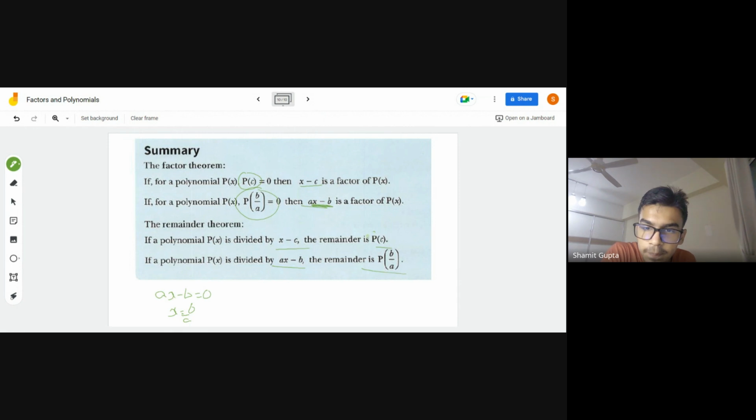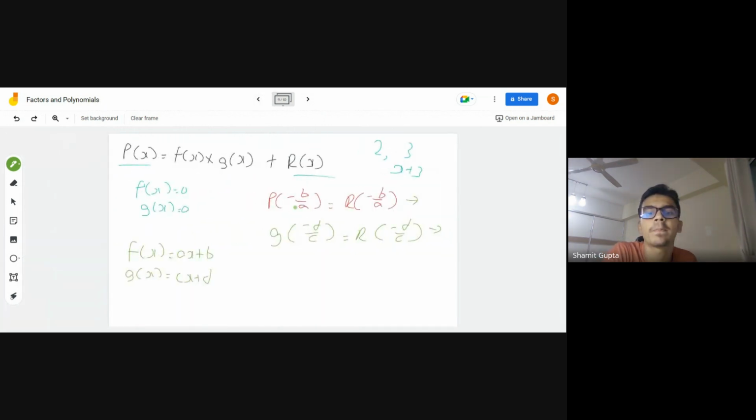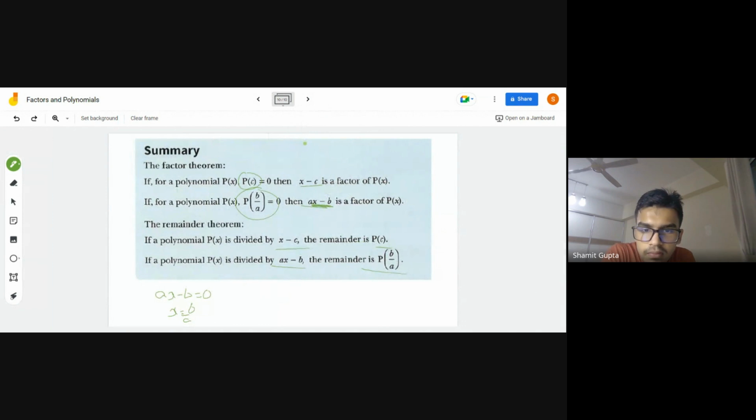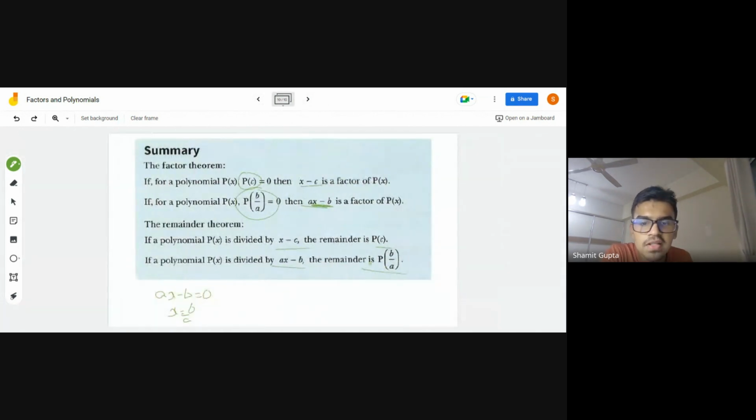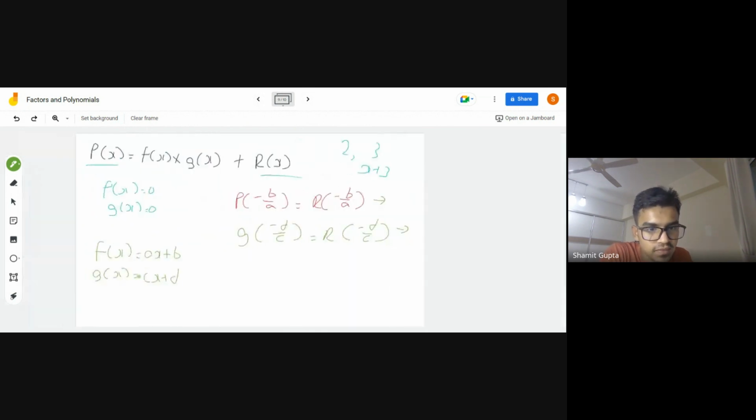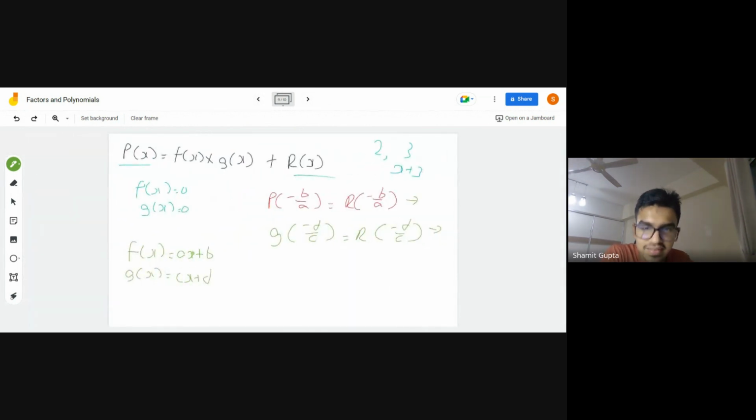See, they're also using p of c. Oh, no. For them, remainders, see, the remainder is usually a fixed value. Like how they're doing p of b over a is equal to the remainder, or p of negative b over a. Why is this negative b over a and this is positive b over a? They are using ax minus b. I'm using ax plus b. Okay, that's the reason.